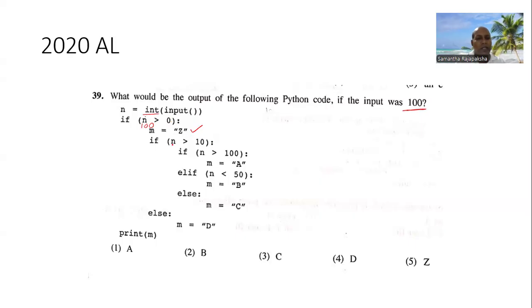You come here, check the condition. 100 larger than 10. Condition is true. Then you put the 100 here. Is the 100 larger than 100? No. Come to the else part. And you check whether 100 is less than 50. No. Then you come to here. So then M becomes C. So therefore, the answer is this one. Print M is C, this one. So that should be the answer.